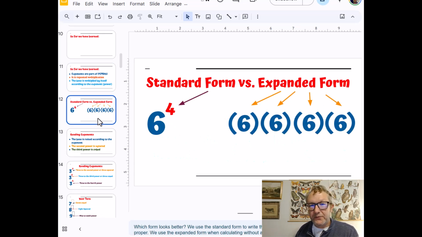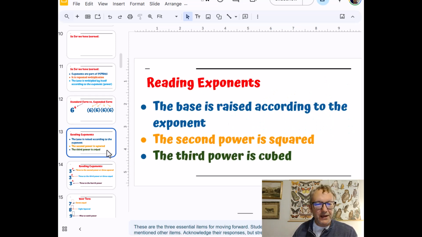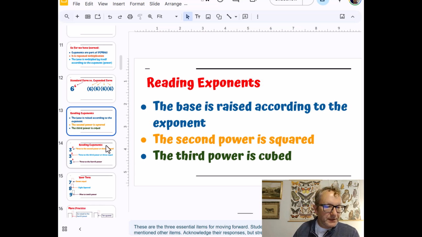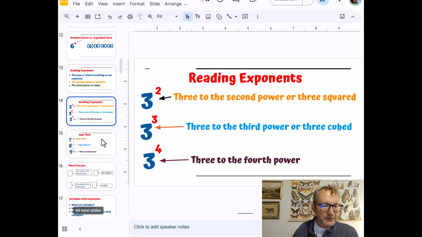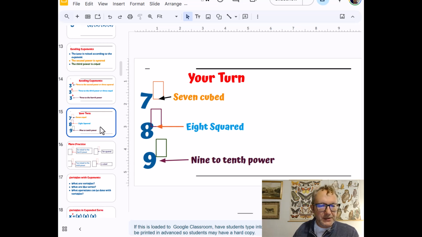We've got standard form versus expanded form. When I'm first teaching this to kids, I like to give them the standard form, have them write it out. And expanded form, I find that helps them visualize it, helps them make sense of it. And then we talk about reading exponents. So we have a few slides here, very colorful slides. Helps catch their attention.